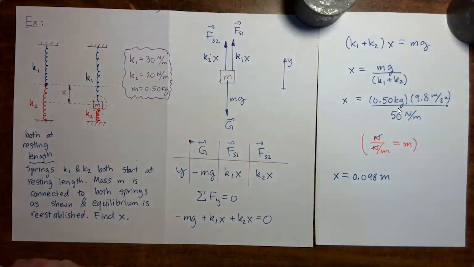So now we have done an example problem using Hooke's law. And from here on, when we do problems involving springs, we're going to be more interested in the potential energy stored by the spring when it is either compressed or extended.